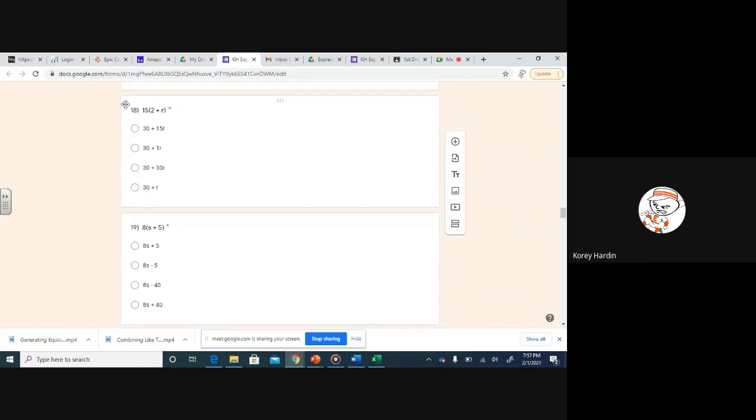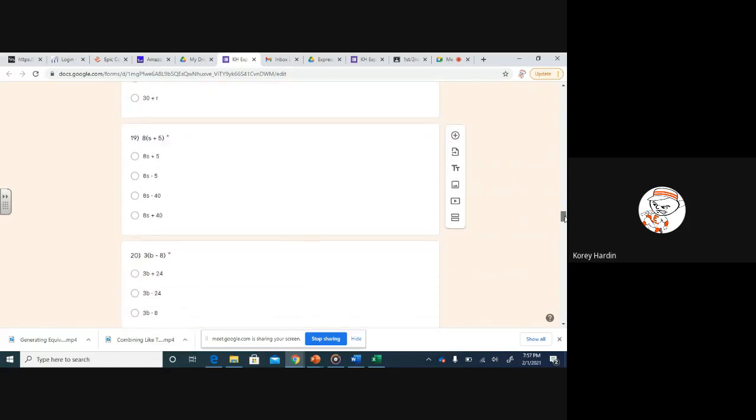Number 18, you've got 15 times inside of parentheses 2 plus r, and your answer choices are 30 plus 15r, 30 plus 1r, 30 plus 30r, or 30 plus r. Number 19, you have 8 times s plus 5 inside of parentheses, and your answer choices are 8s plus 5, 8s minus 5, 8s minus 40, 8s plus 40.